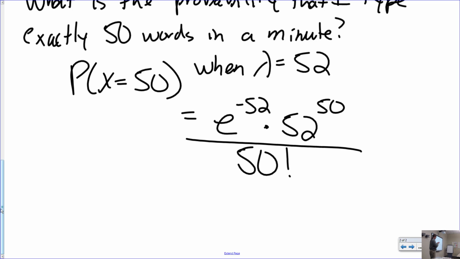Alright, so second E, negative 52. Don't forget to close those parentheses. Up here at 50. Divided by 50 factorial. So you guys should have gotten, if your calculator didn't barf.